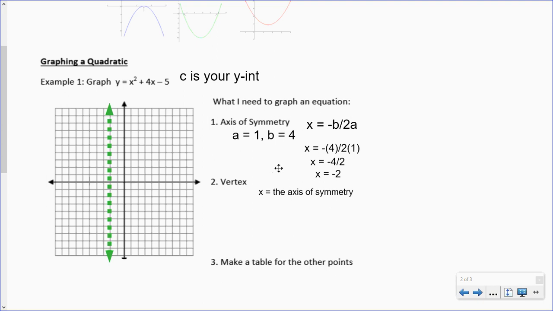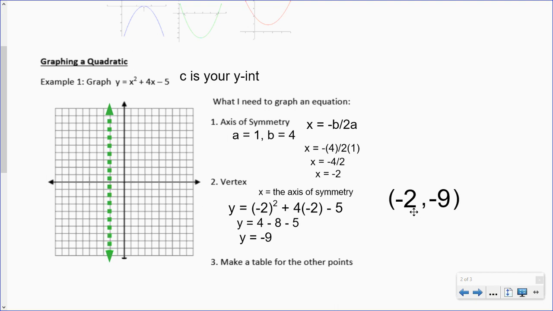The vertex, the x is also -2. So that's what I'm going to plug in to the x's in the equation. So y equals -2 squared plus 4 times -2 minus 5. So I go ahead and do this. I get 4 minus 8 minus 5, do the math, I get y equals -9. So my vertex is -2, -9. So I'm going to plot that. -2, -9 is right here. Of course, it doesn't want to show. Right there. Now, I'm going to need a whole lot more points to graph this.